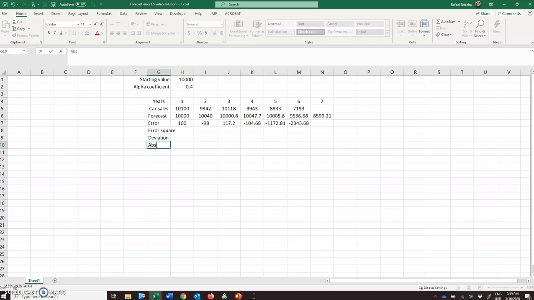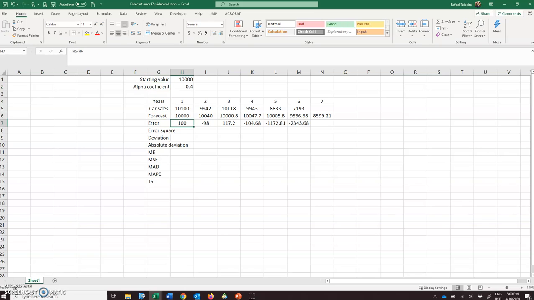The absolute deviation, and then we have our errors. Okay. So to replicate the same problem as we had before, we have the errors already, but remember we are comparing. The problem asks: what is the mean absolute deviation for years 4, 5, and 6 using the exponential smoothing?